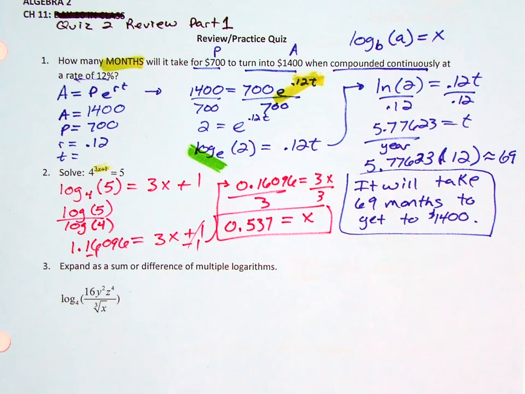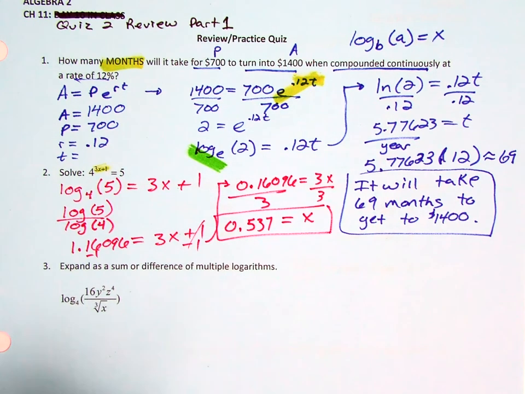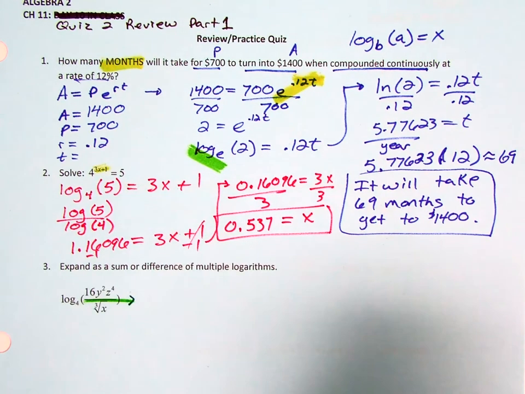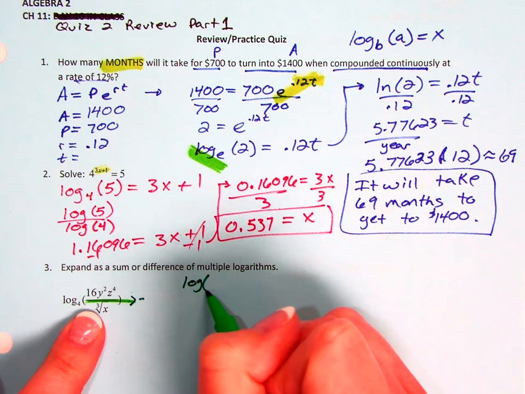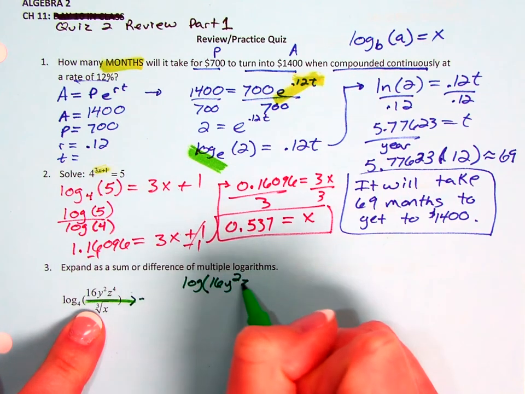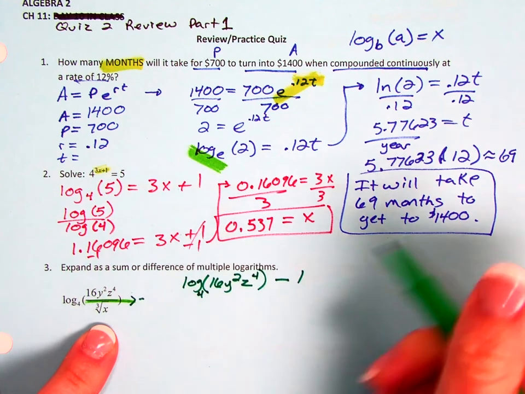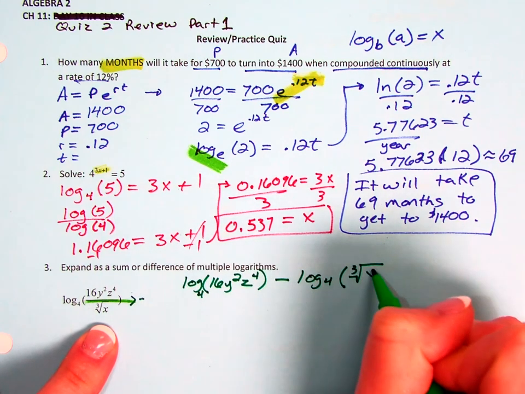Okay, but since it's not specified there that we want an exact answer, you should use change of base to go a little further. So now we're asked to expand this, right? So the first thing I see here is the division. And remember, division is the same thing as subtraction. So I would really look at this as log of 16y squared z to the 4th minus, don't forget to put your base, log base 4 of the 3rd root of x.